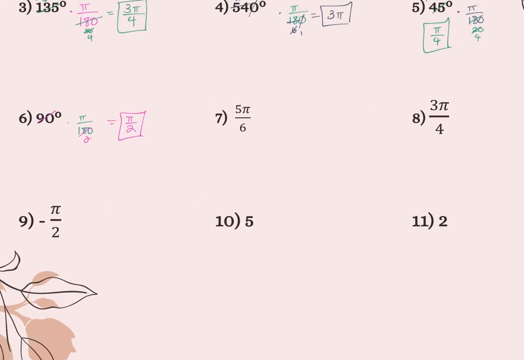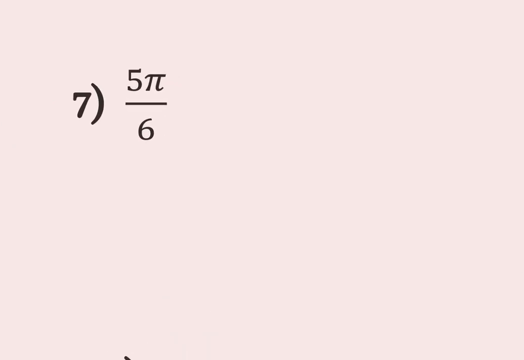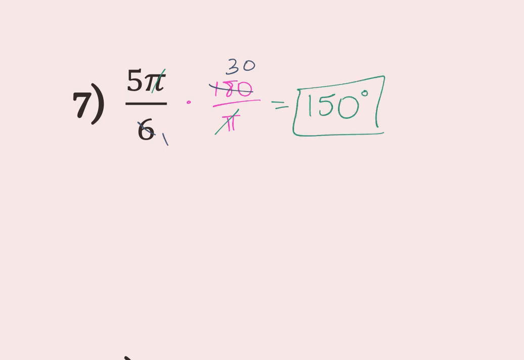All right, now we're going the other way around, and I know that only because there's no degree symbol. So 5 pi over 6 would be times 180 over pi. 6 goes into 180 30 times, and the pi's cancel. And I get 150 degrees. You have to put the degree symbol on it.